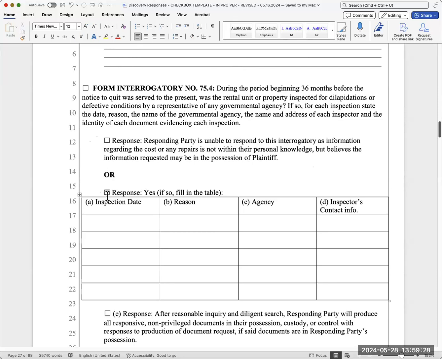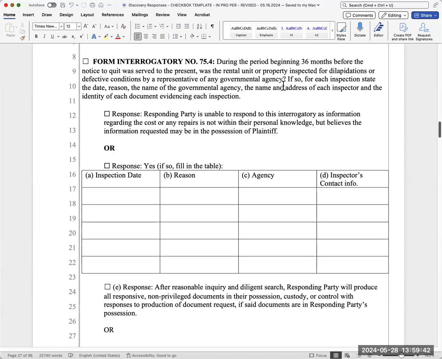Otherwise, if you do know specific examples that a government agency did an inspection, you check here and answer to the best of your ability. You might not have all this information. The question is designed for the landlord to answer, but it's checked for you to answer. You answer it to the best of your ability.